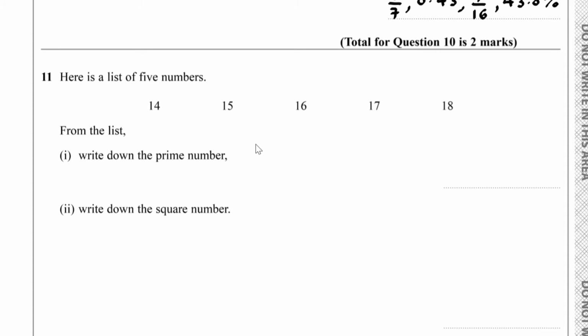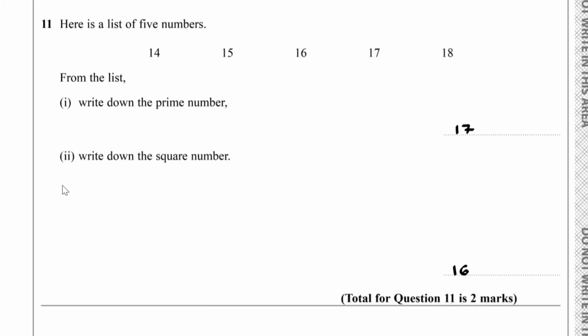Question number 11. Here is a list of 5 numbers. From the list, we have to write down, for the first part, a prime number. Well, a prime number is a number which has 1 and itself as factors only. That will be 17. Then we have to write down a square number. Well, 16 is an example of a square number because 4 squared is 16.